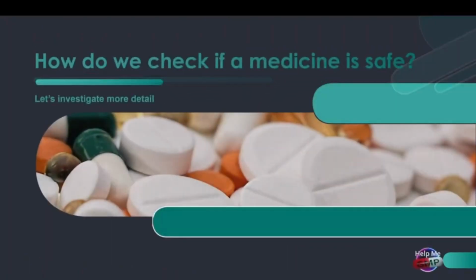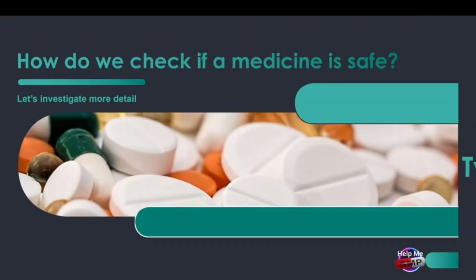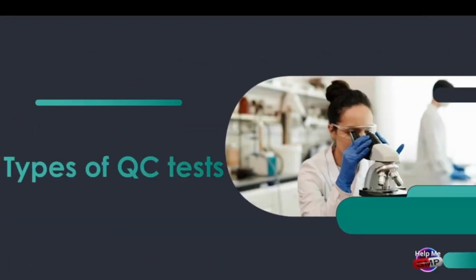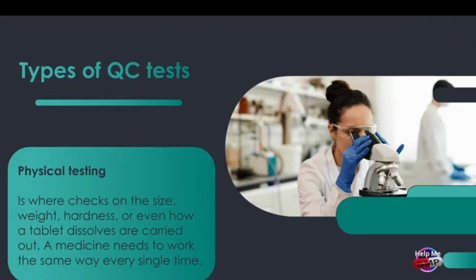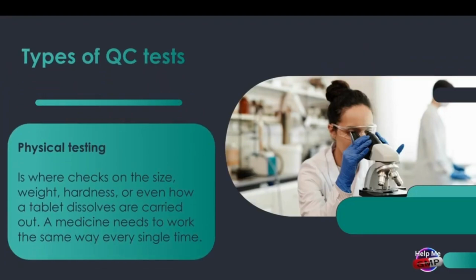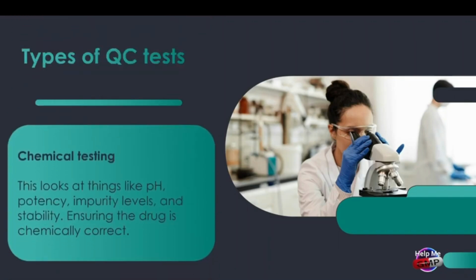So how do we actually check if a medicine is safe? Well, there are a few different types of testing that QC teams use depending on what they're working with. First, we've got physical testing. This is where we check things like the size, weight, hardness, or even how a tablet dissolves, because a medicine needs to work the same way every single time. Then there's chemical testing. This looks at things like pH, potency, impurity levels, and stability. In other words, is the drug chemically correct?